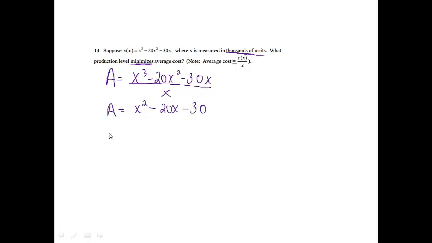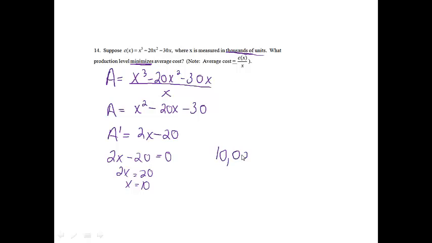The next thing that I want to do is to take the derivative. So the derivative will be 2x minus 20. And then the last thing I'd like to do is set the derivative equal to 0. And when I do that, I will get x equals 10. So when it says what production level minimizes cost, how many units? Well, since x is measured in thousands of units, this will be 10,000 units.